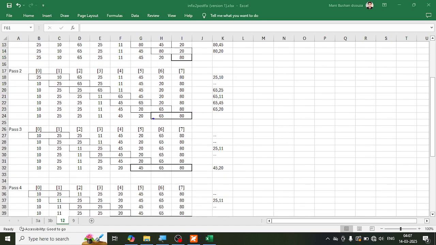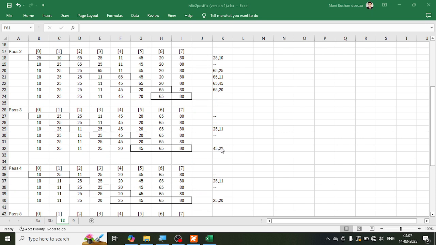Remember, in the next iteration, we will not compare anything with the 65 and 85 because they are gone. They are not there in the list. Okay. So now let's go to the next iteration. So again, we start from the first.